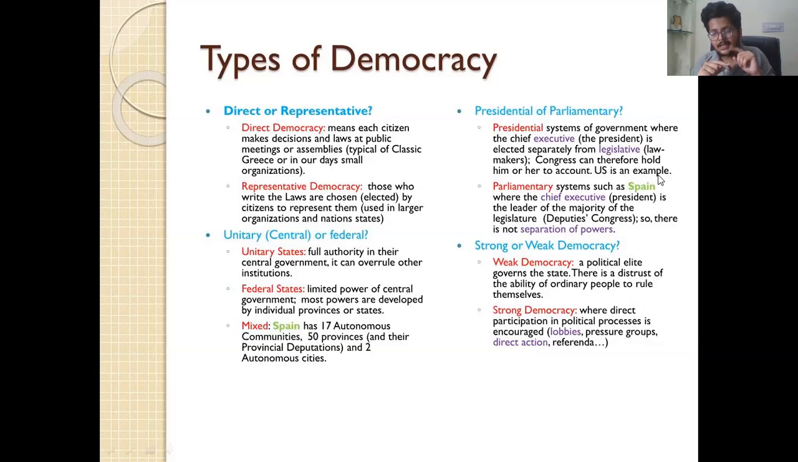He is elected in that same process only. Okay, but in cases like America, there is a separate election for the legislative body and a separate election for the president or the chief executive head. On the other hand, what is a parliamentary type of democracy? Parliamentary systems such as Spain, where the chief executive is the leader of the majority of the legislature, so there is no separation of powers.